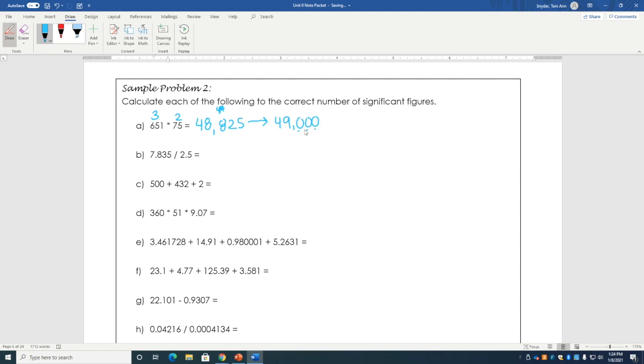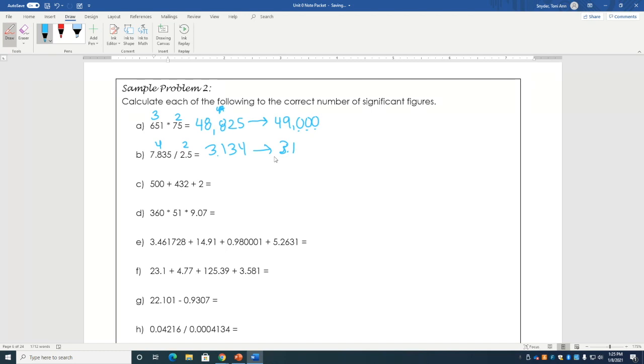B is the same thing. We're dividing and it's the same rule. So first things first, I'm just going to plug that into my calculator as it is to get an answer. And I happen to get 3.134. This first value has 4 significant figures and the second one has 2. So I have to round my answer so it has 2 significant figures. Therefore, I'm going to chop my answer off in between this 1 and this second 3, and my answer expressed to the correct number of significant figures would be 3.1.